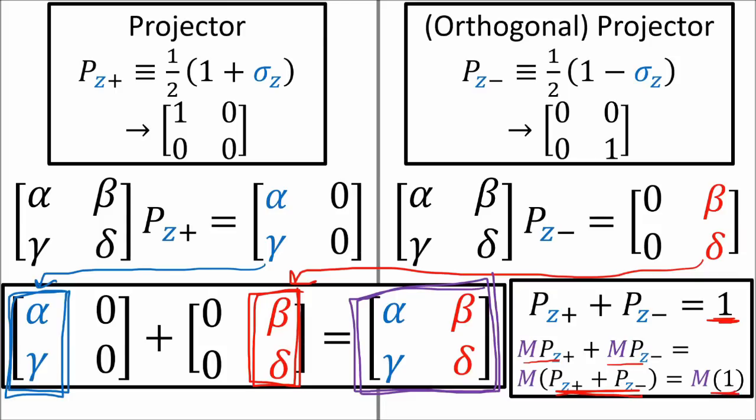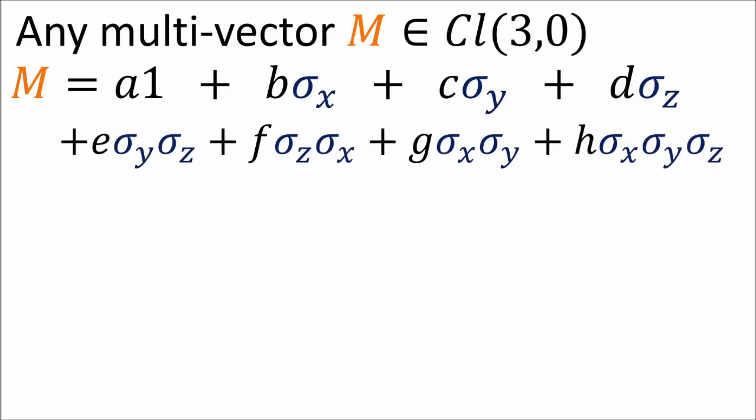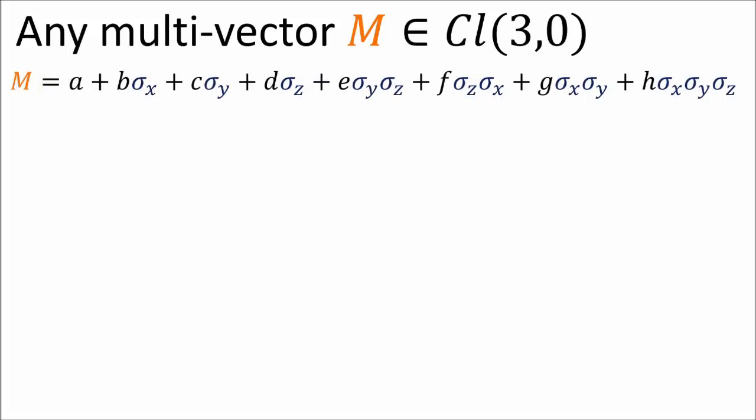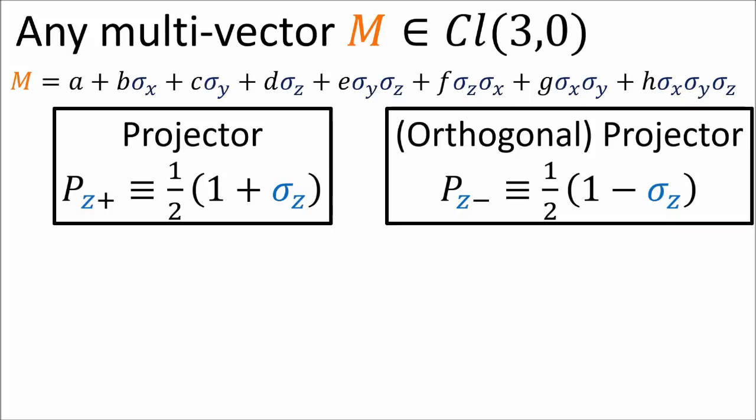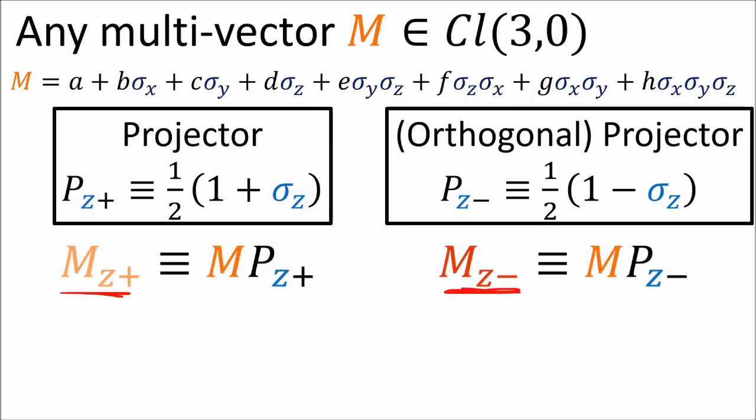Now, here we've been looking at the 2x2 matrix representations of projectors in CL30. Now let's look at abstract members of CL30 written out using symbols. So given any arbitrary multivector element M in our Clifford algebra, our projectors Pz+ and Pz- can break M up into two pieces. I'll call these two pieces Mz+ and Mz-.